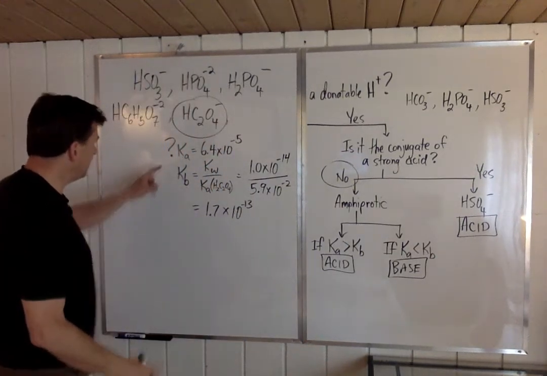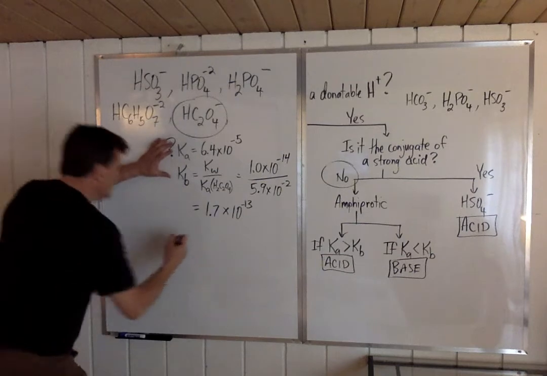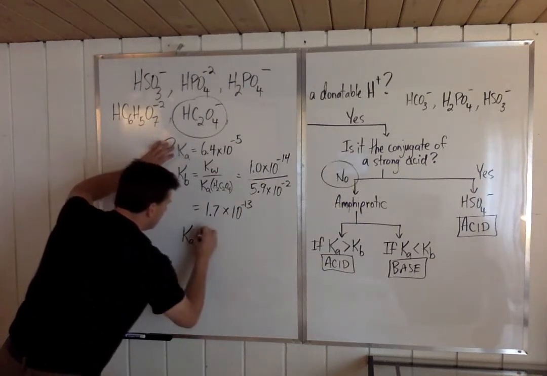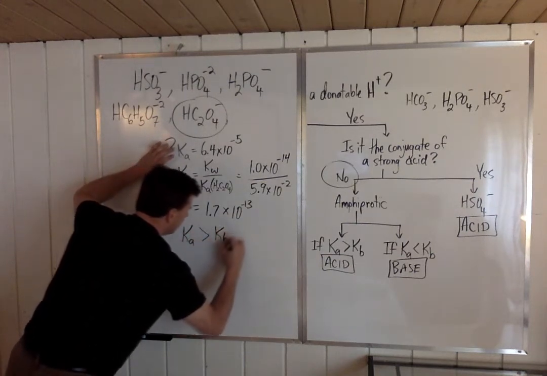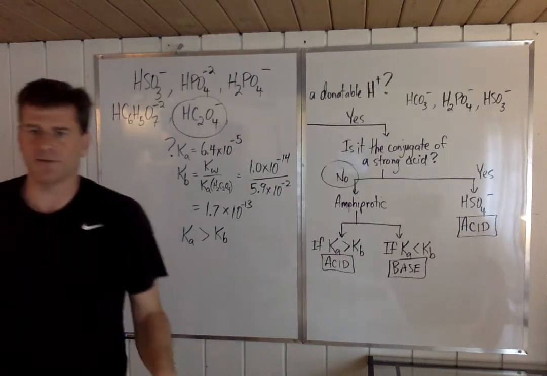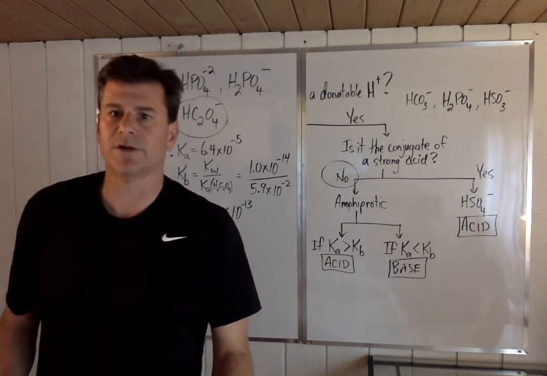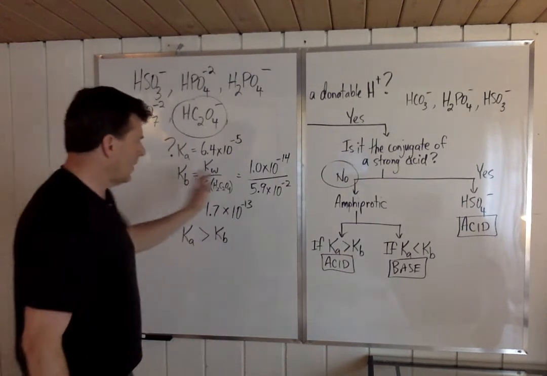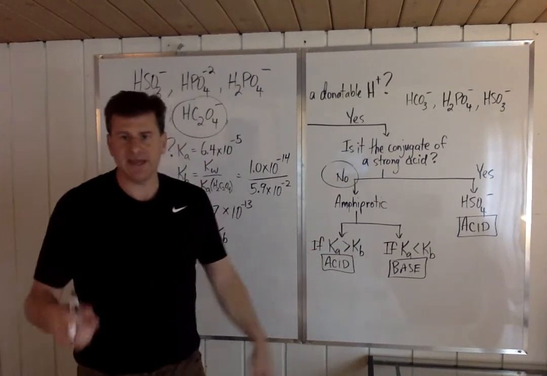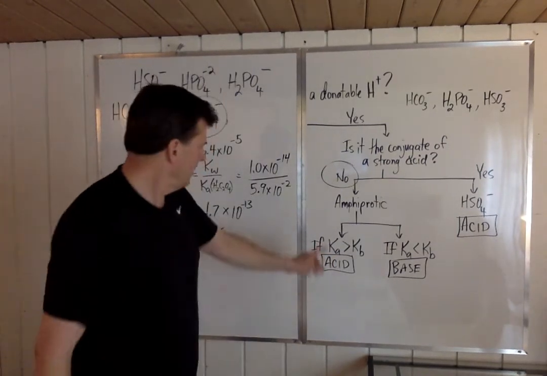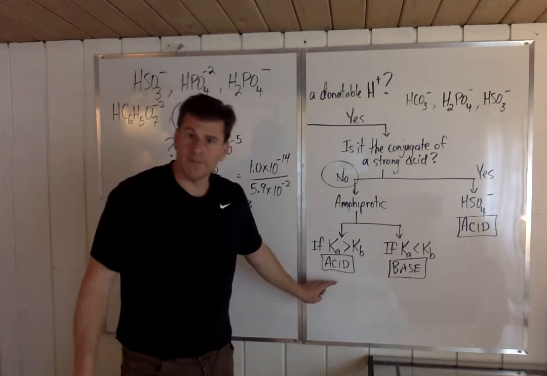So now you've got a Ka and a Kb. Now you say to yourself, which one is bigger? Ka is bigger than Kb. It's actually significantly bigger than Kb, so it's not even a contest here. So HC2O4- fits into this category here.